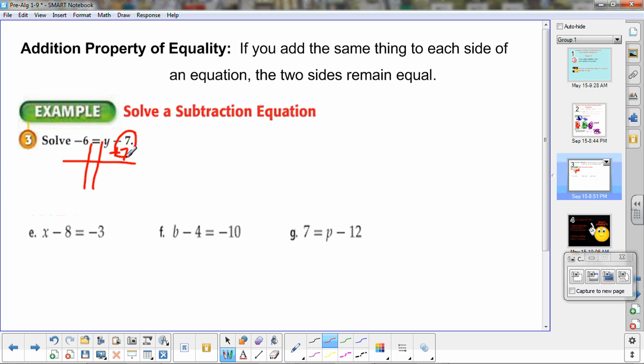If I add 7 to the right, I have to add 7 to the left as well to keep it equal. Negative 6 plus 7, they're different signs, so I'm going to subtract the two numbers and keep the sign of the one with the greatest absolute value. So I get 1, and on the other side I have y. Therefore, y is going to equal 1. Now, if you wanted to check this, you would plug it back in. 1 minus 7 equals negative 6, so we've got that answer correct.